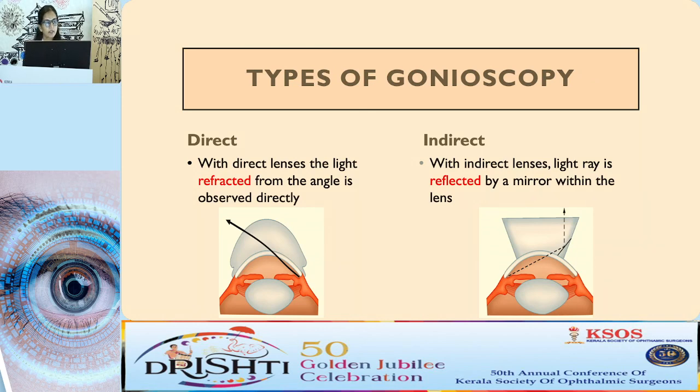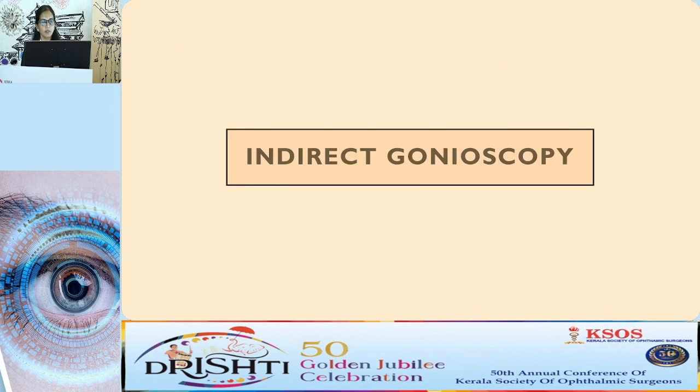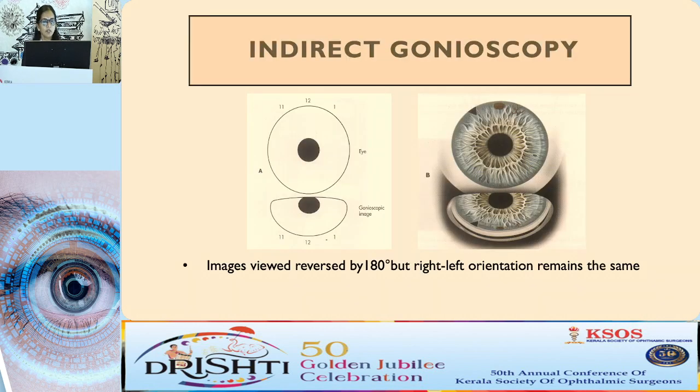With direct lenses, the light refracted from the angle is observed directly and we get an erect image. With indirect lenses, the light is reflected by a mirror within the lens and an inverted image is obtained. We usually do indirect gonioscopy and this is the standard procedure. As I told, with indirect lenses, the images viewed are reversed by 180 degrees, but the right-left orientation remains the same.